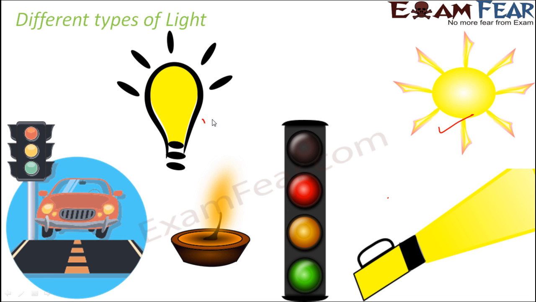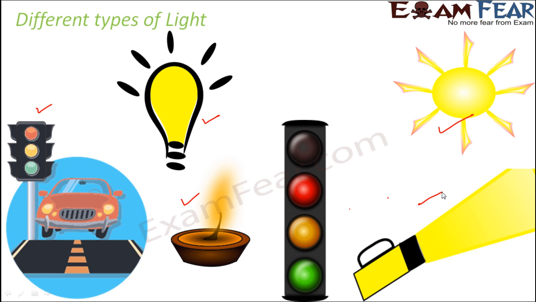We can think of the light from a bulb. You can also think of the light from a candle or a diya. You can also think of the traffic lights. And when you compare each of these lights, do you think all of them are similar? The sunlight is very much different from the traffic light. So the traffic light is also light, but its look and feel and appearance is very much different from sunlight. Again, if you compare the light from a torch and the light from a bulb, do you think both of them are exactly similar? Not really. Again, they are also different from each other.